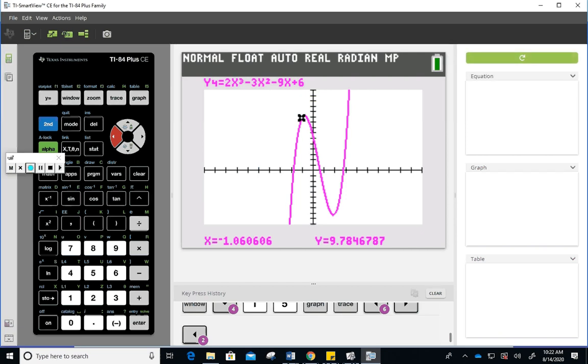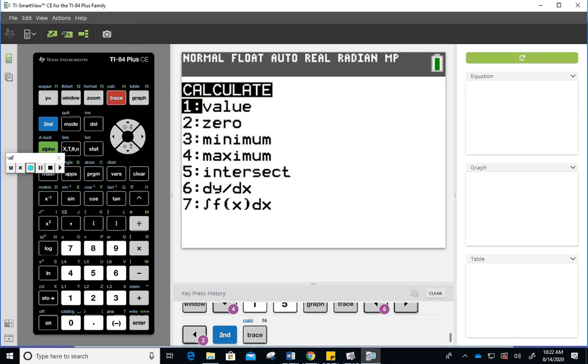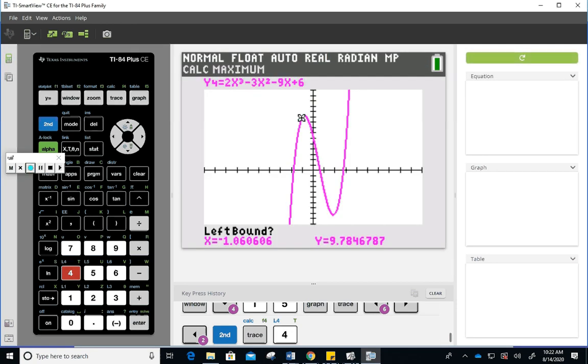I'm going to go to my calculate menu. I want the max. Okay, so left bound, hit enter. Now right bound, arrow back to the right. Now 10.22 is what I thought was the highest, so arrow to the right of that a time or two to where you make sure that you've come down below 10.22. So right bound, hit enter. The guess, just always enter on through.